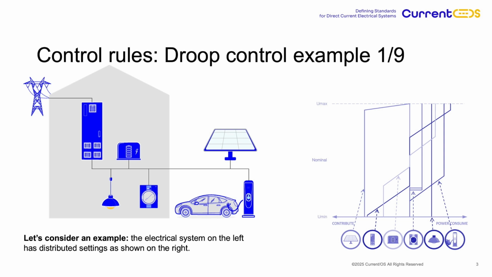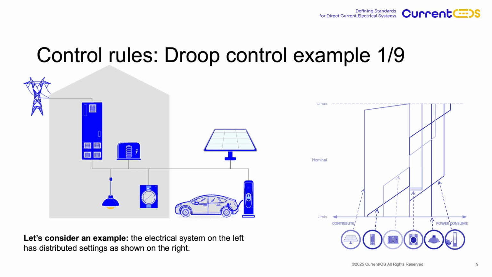Let's consider a simple DC microgrid setup. It includes an AC-DC Current OS converter, a battery storage system, and photovoltaic panels in the parking lot, alongside an EV charging station. Within the building, there are typical loads such as lighting and a washing machine. Each device in this setup monitors the voltage on the common bus. The advantage of voltage is that it is the same for all devices, serving as a universal signal to guide their behavior. Based on the voltage level, each device reacts accordingly.